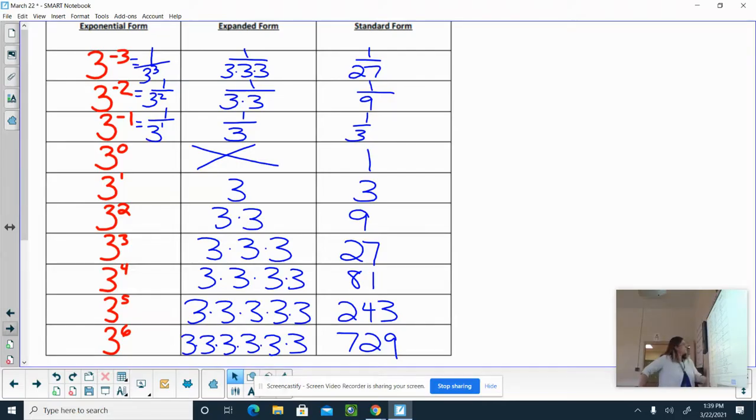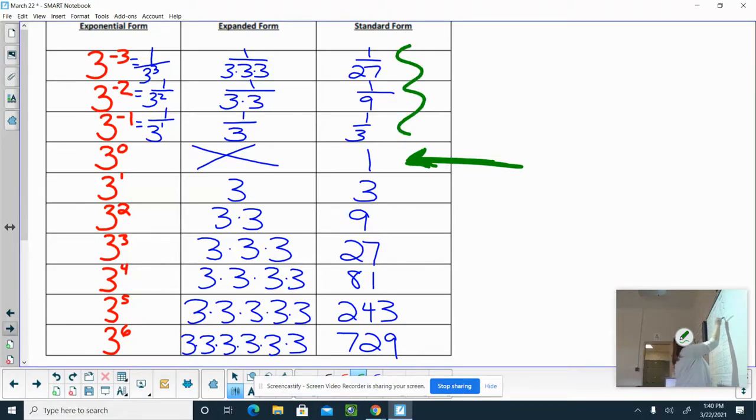Two key things. Anything to the 0 power is equal to 1. And then your negative exponents do not mean negative numbers. It means 1 over the base number to the positive exponent. Okay.